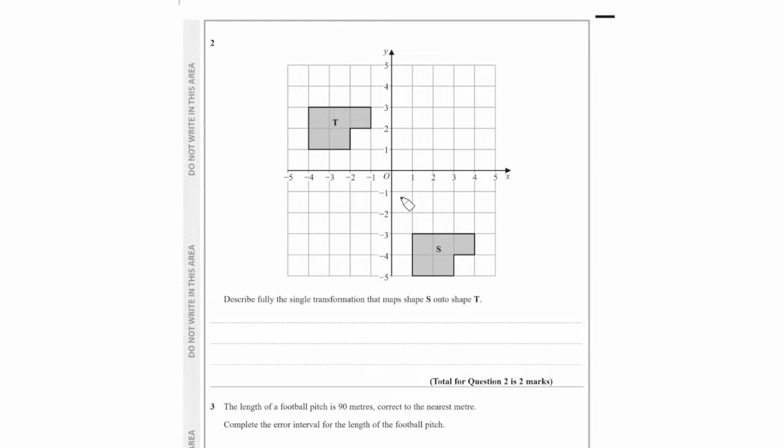So just make sure you know which way round you're doing it though. Which shape is onto which shape, because I feel like naturally you want to look at T to S, just because of the order that it's drawn in, but actually they have said S to T. We've got 2 marks, so we want a single transformation and then one piece of information about that transformation. So which transformation is it? We're going to have either reflection, rotation, enlargement, or translation.